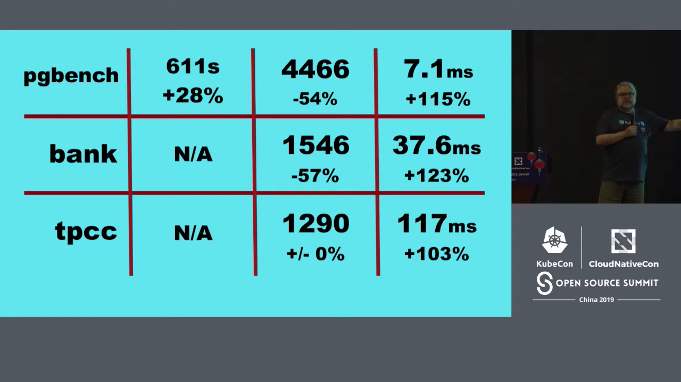Now, TPCC is a target-based benchmark. So that 1290 is how many transactions we completed that were within the target window, not the maximum number of transactions we can complete. And we could still make the threshold because that double latency was still below our threshold. And with Rook, Ceph didn't add any additional overhead.